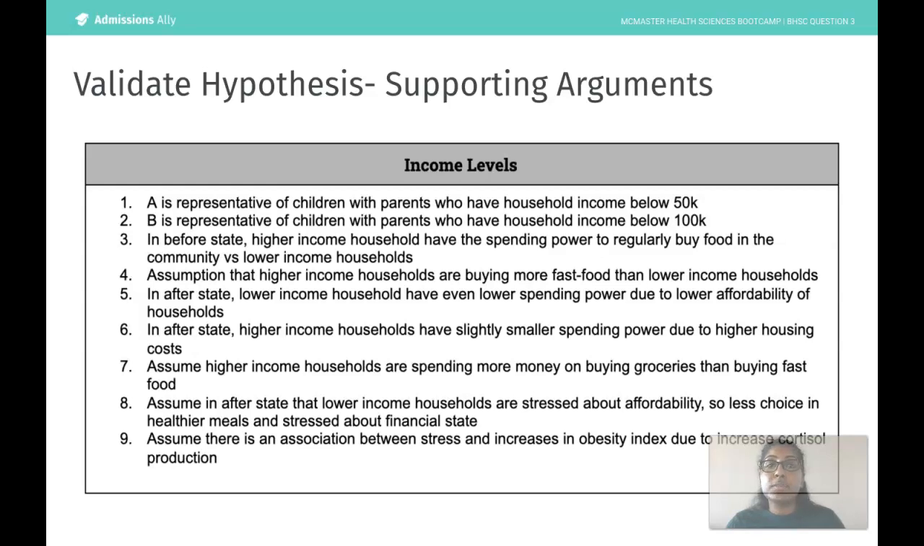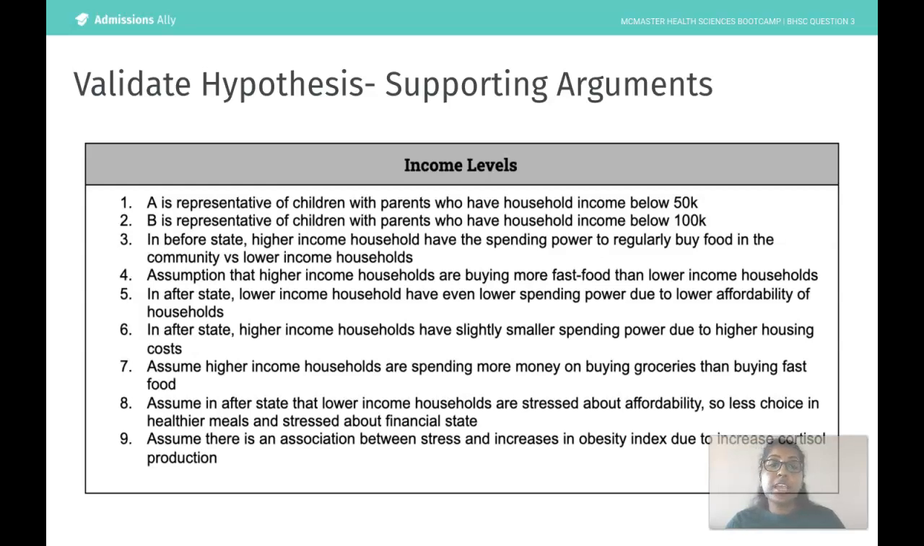So one of the first things I would do is assign the labels for A and B, but then break it down more specifically to the factor that I've chosen. So in this case, I said A could be representative of children with parents with household incomes below $50,000. B is representative of children with parents who have household income below $100,000.